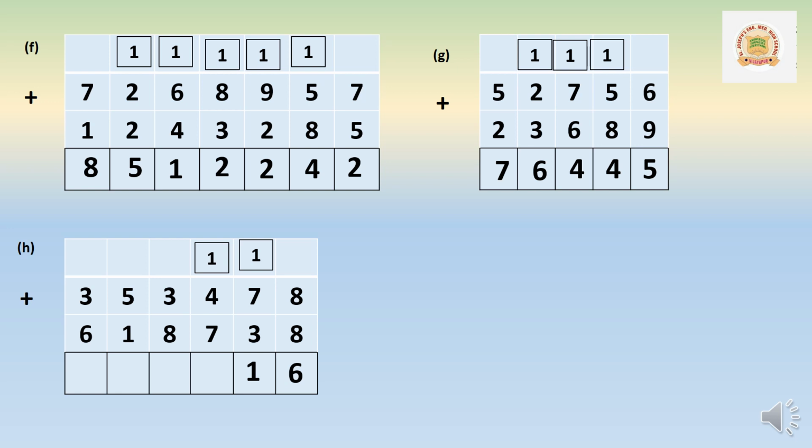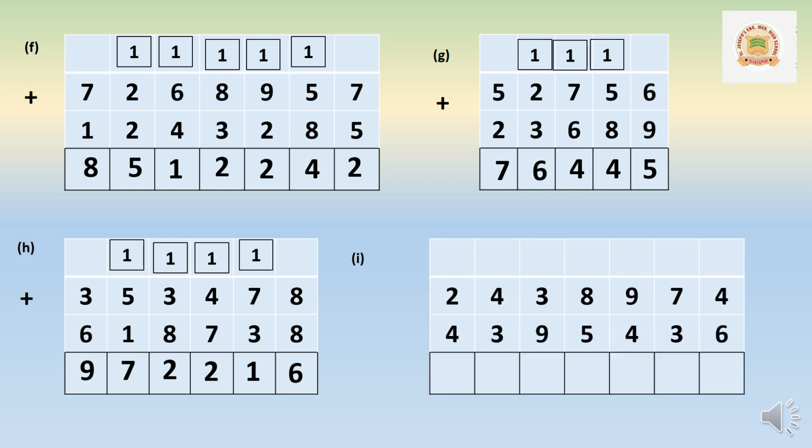Now add this. 1 plus 4 is 5. 5 plus 7 is 12. 1 will be carried here. 1 plus 3 is 4. 4 plus 8 is 12. 2 will be written in the thousands place. 1 will be carried to the lakhs place. 10,000s place. 1 plus 5 is 6. 6 plus 1 is 7. Now lakhs place. 6 plus 3 is 9. So 9,72,216. Now, question number I.